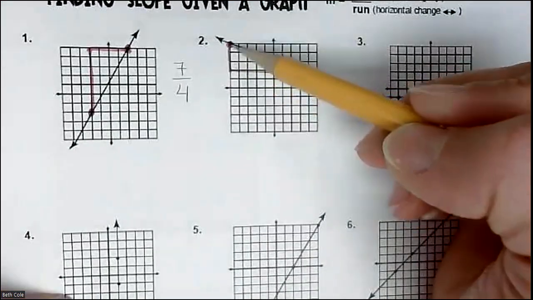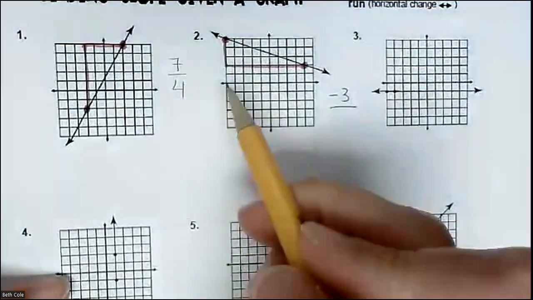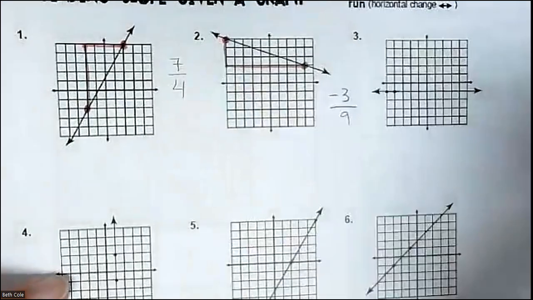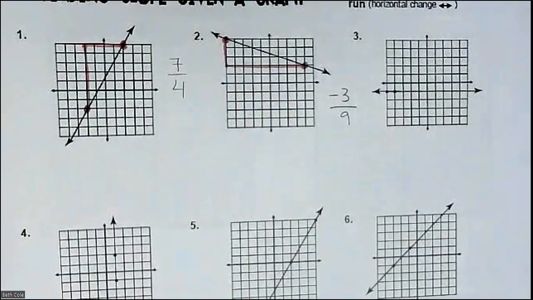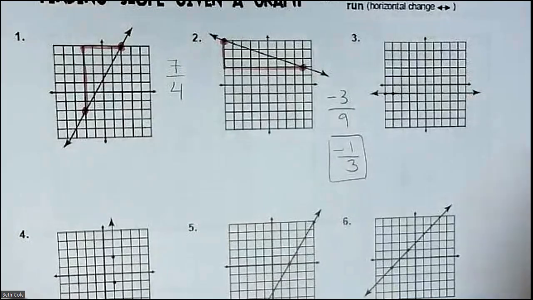How much down did we go? 3. So it's going to be -3 over... Good, I agree. 9. Now that one does reduce. What would -3/9 reduce to? -1/3. -1/3. Good.